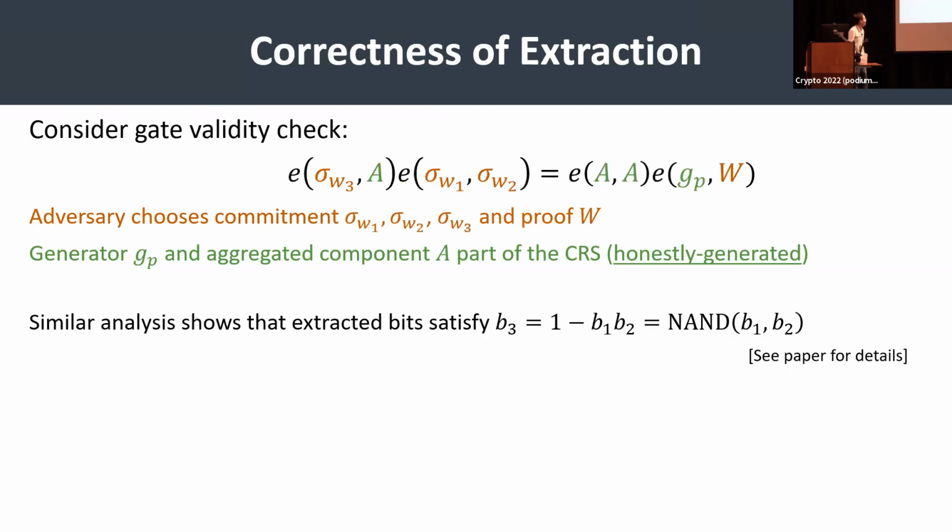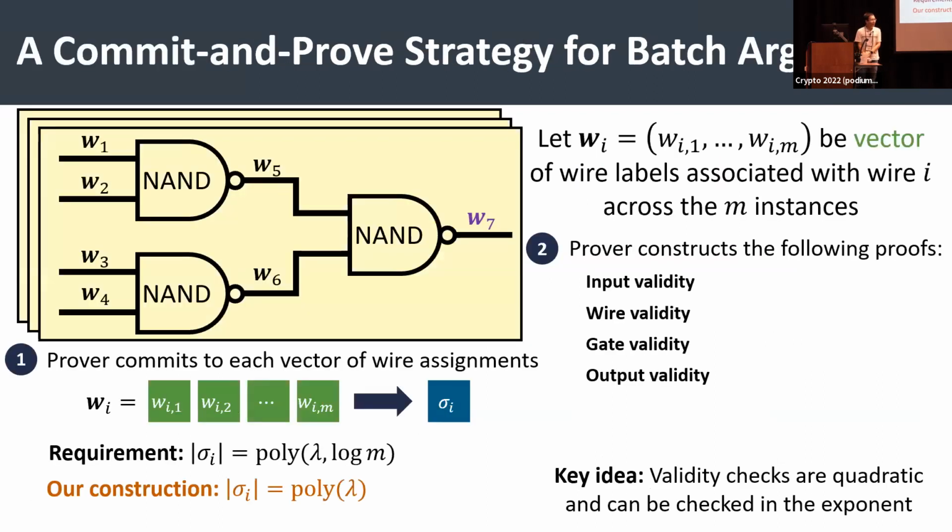And now, by a very similar type of analysis, we can also show that the extracted bits must also satisfy each of these gate predicates. By a very similar analysis, I won't have time to show the details here. So this completes the soundness analysis of our construction and actually gives a complete batch argument for general NP.